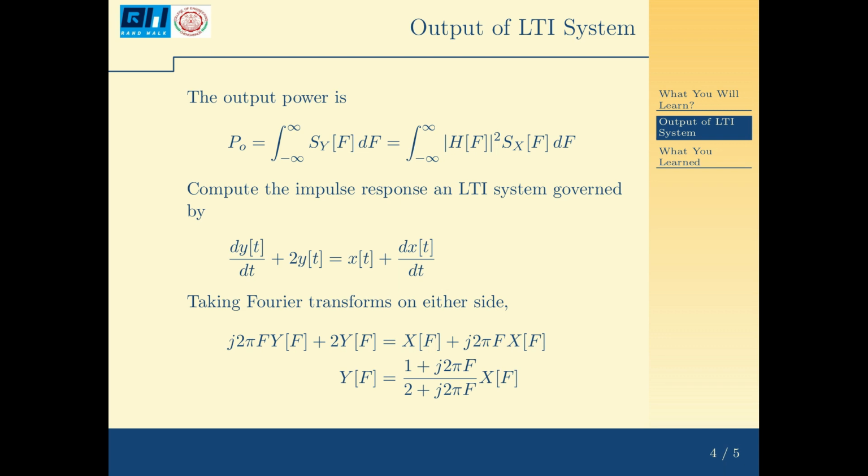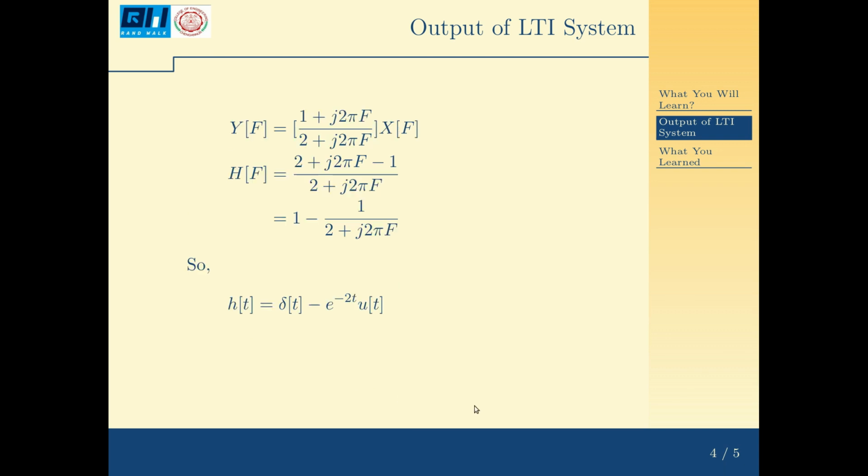Now let us compute the impulse response of an LTI system governed by the equation dy(t)/dt plus 2y(t) equal to x(t) plus dx(t)/dt. Taking Fourier transform on either side, it becomes j2πf into Y(f), because this is a derivative, plus 2 times Y(f), that's equal to X(f) plus j2πf X(f). So Y(f) becomes (1 plus j2πf) divided by (2 plus j2πf) into X(f). So H(f), the frequency response, is (1 plus j2πf) divided by (2 plus j2πf).